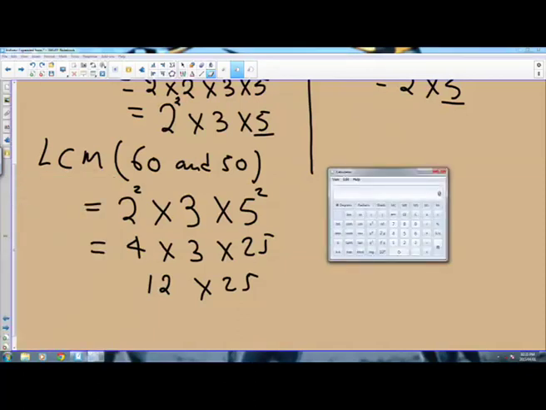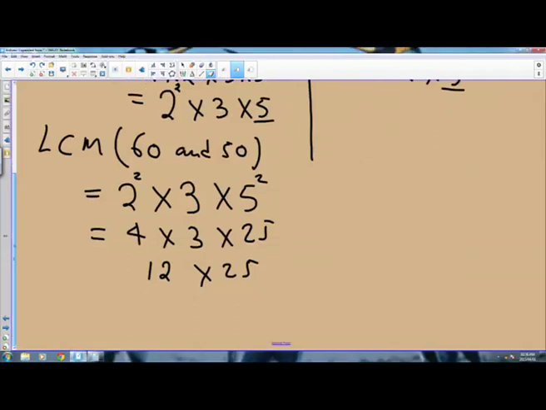It's 12 times 25. Not 2, but 12. 12 times 25. And then what do we get? 300. So we are simply saying the lowest common multiple of 60 and 50 is 300. That's the lowest common multiple of 60 and 50 is 300.